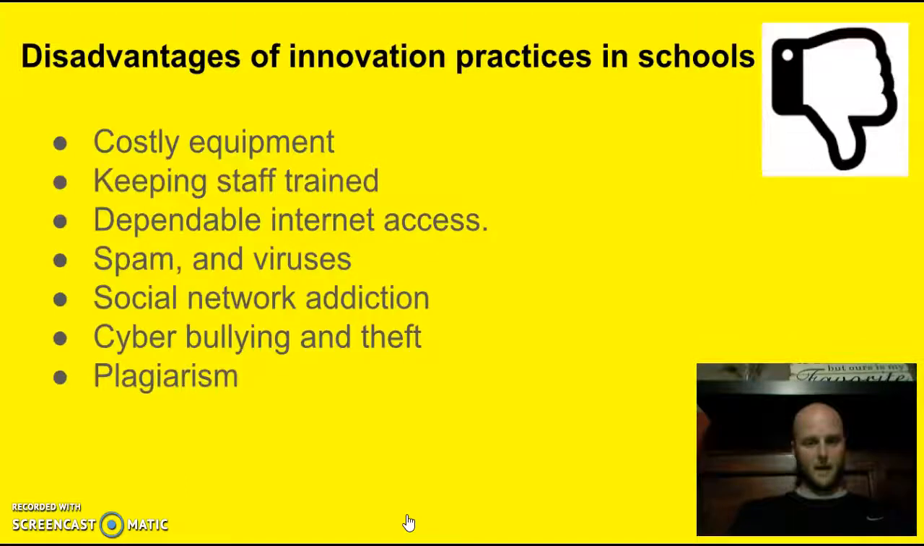Dependable internet access may be an issue. You may live in a rural school district that doesn't get the best internet access, and with a lot of students online at the same time, you could have issues as far as that goes. Students need to be aware of the effects of plagiarism also. Get kids online and doing research, and you need to teach them the proper ways of citation, and not stealing other people's work, and keep them out of the habit of that.